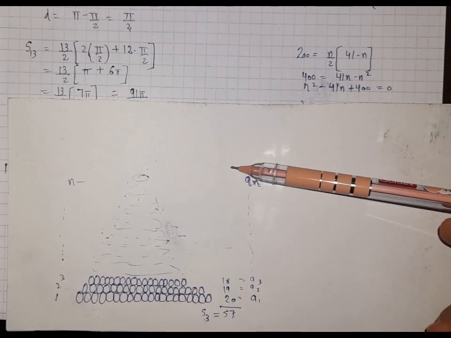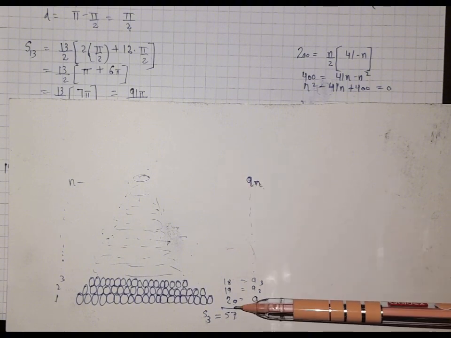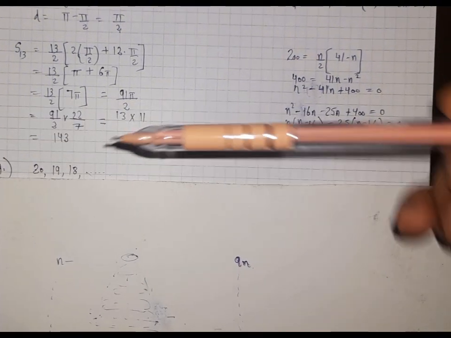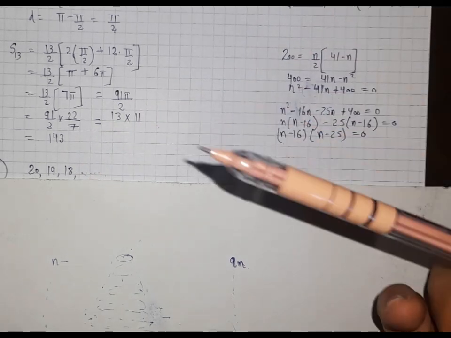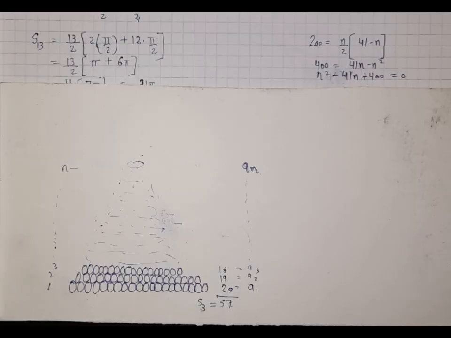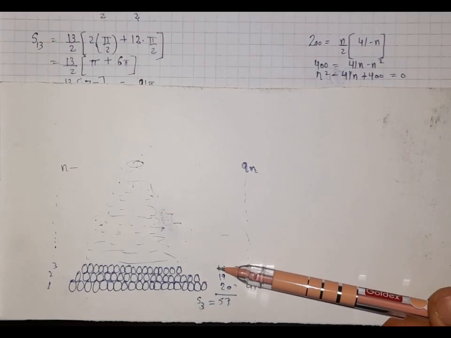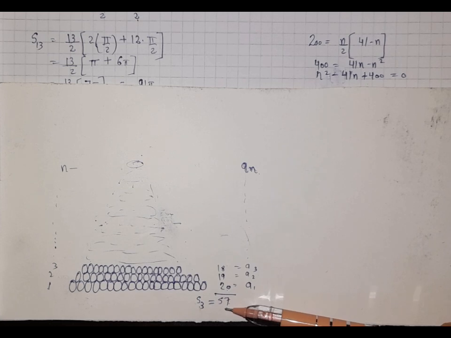So it's clearly visible that the logs are placed in the rows in an AP. In the first row 20, in the second 19, in the third row we have 18, and so on. So here a equals 20 and d equals -1. Now the sum of the logs in the first 3 rows is 57.